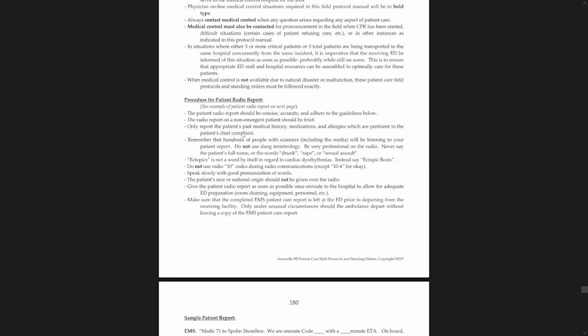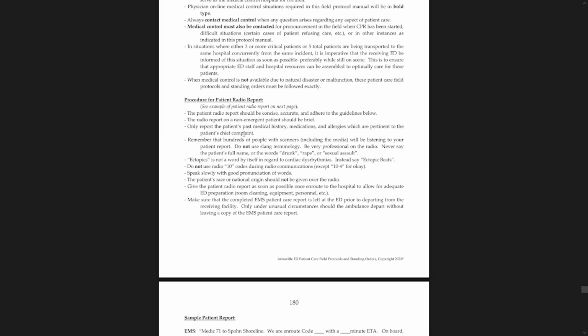Ectopics is not a word by itself in regard to cardiac dysrhythmias. Instead, say ectopic beats. Do not use radio 10 codes during radio communications except for 10-4 for OK. Speak slowly with good pronunciations of the words. The patient's race or national origin should not be given over the radio. Give the patient's radio report as soon as possible once en route to the hospital to allow for adequate emergency department preparation, such as room cleaning, equipment, personnel, etc.